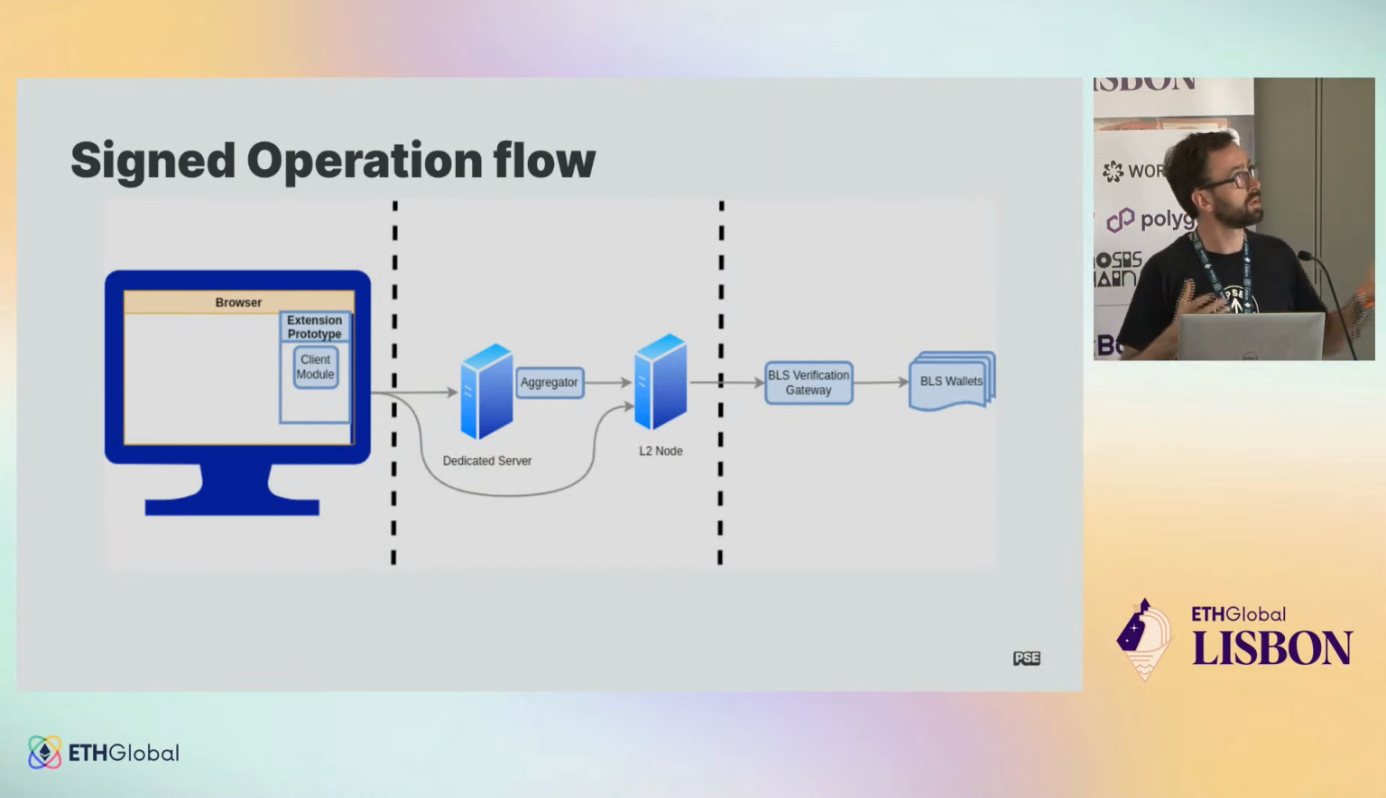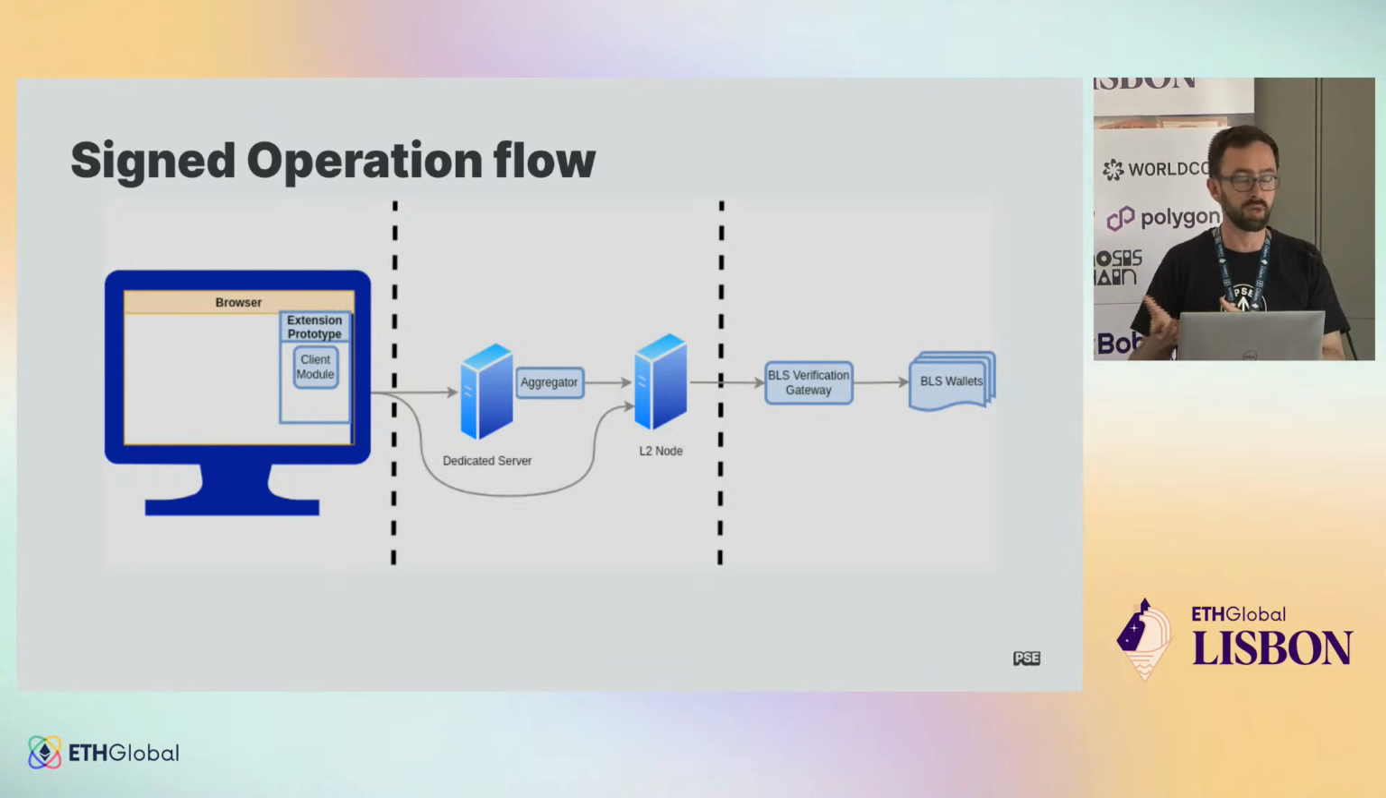Overall, the way we can make that work is that within the wallet, we'll need something that can sign with the BLS scheme, and that's our client module on the left. That'll then send the signed user operation, as we're calling it, to an aggregator, which will combine many different user operations and BLS signatures into one, and then submit that on the right to the smart contracts on a layer 2, which is our verification gateway and BLS wallets. That's sort of just the pieces, broad brushstroke.